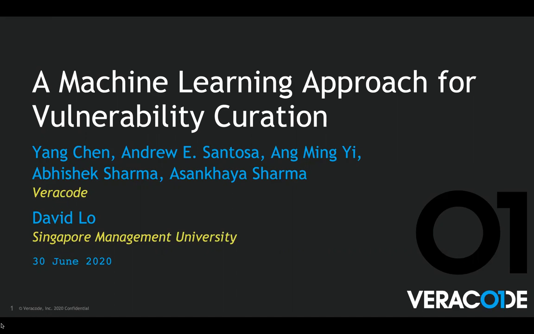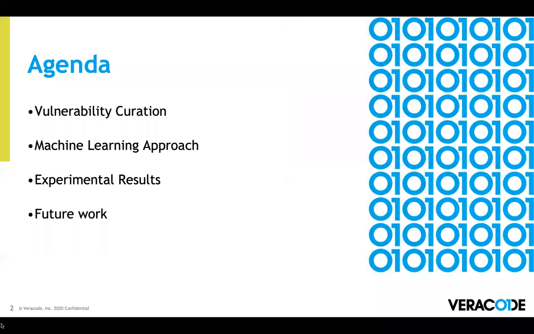We will be presenting on our MSR submission, a machine learning approach for vulnerability curation. So the first thing on the agenda will be to set a context of vulnerability curation and to describe some challenges along with it. Next, we'll dwell on the machine learning approach and the journey we've taken so far, before moving on to the discussion of our experimental results, and finally touching on the potential of improvement.